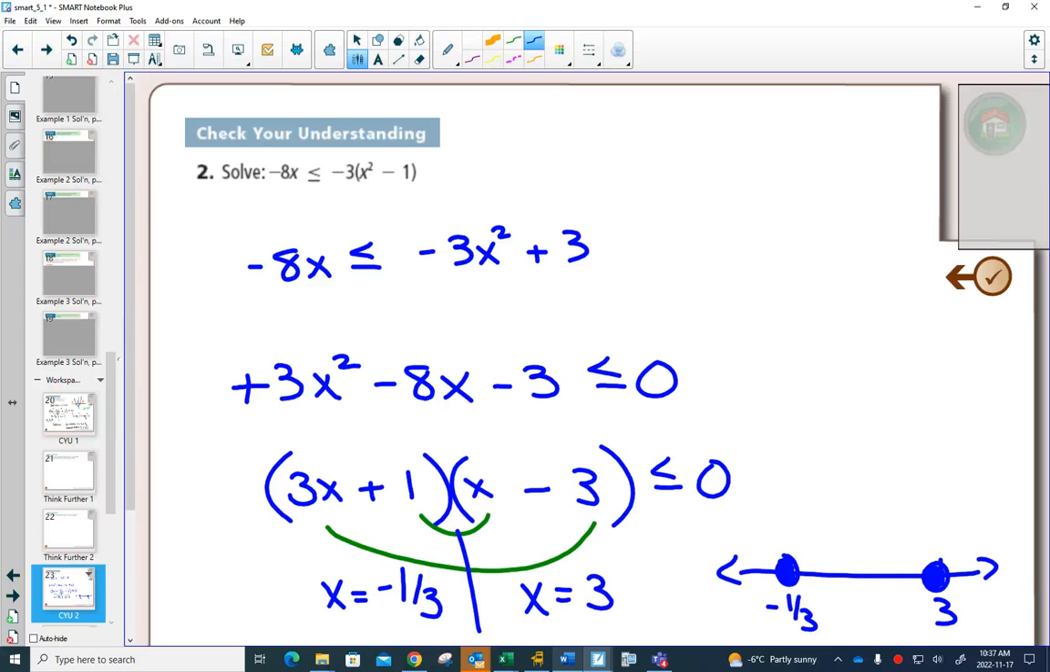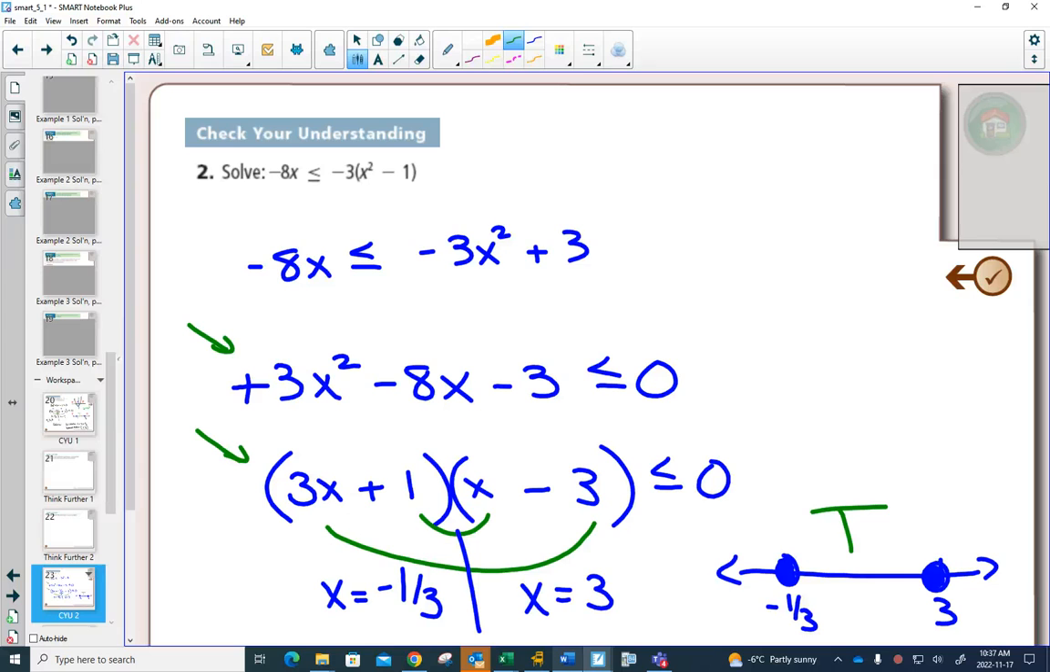Now we've got test points to check. What's your easiest test point to check? 0. 0 would be in which section? In this case, it's the middle section. Not always. Does it make sense that 0 won't always be in the middle section? But in this case, it is. If I plug in 0, okay, I can either check here or my factored form. Plugging in 0 here. You see you get minus 3. Less than or equal to 0? True or false? True.